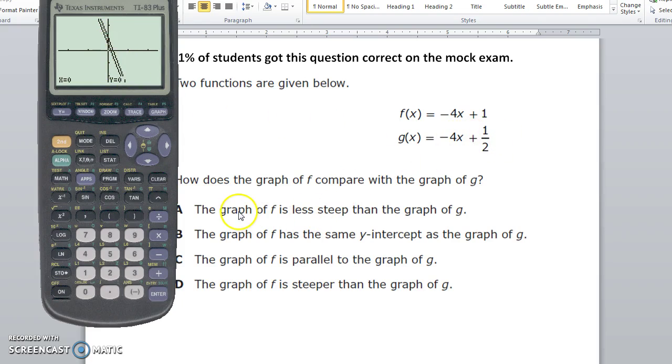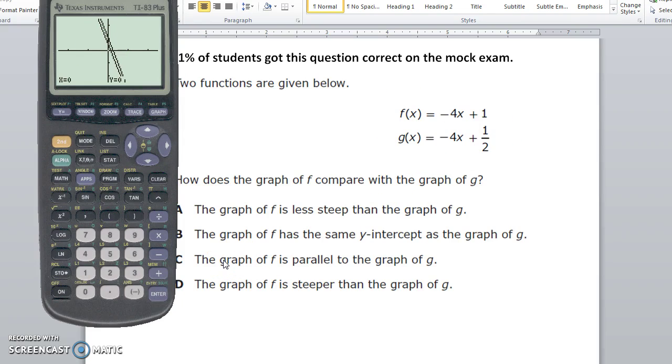So here are my answer choices. The graph of f is less steep than the graph of g. No, they're not less steep. They're the same steepness. The graph of f has the same y-intercept. Do they really have the same y-intercept? Do they really start the same exact point? No, of course not. One of them starts here at positive 1. One of them starts here at positive a half.